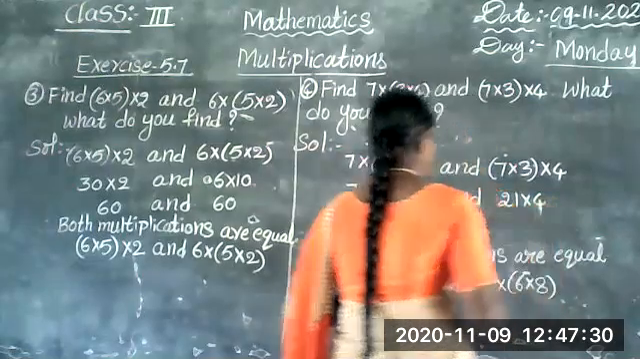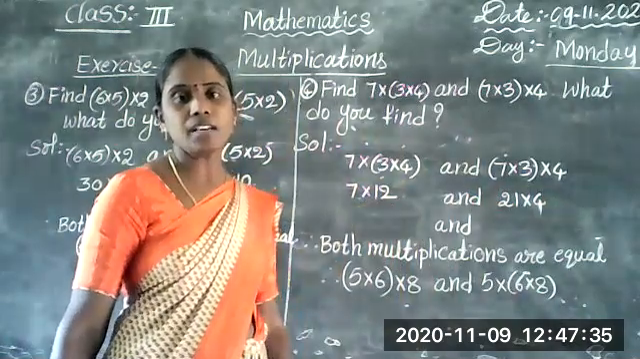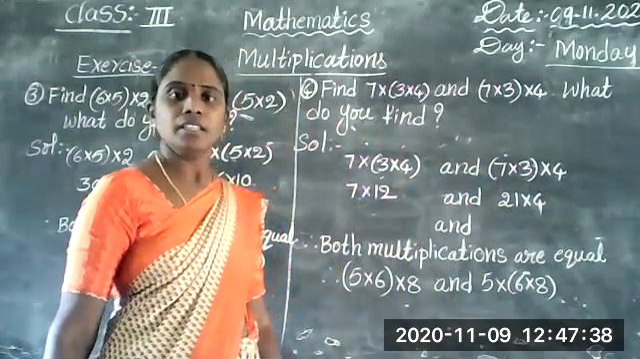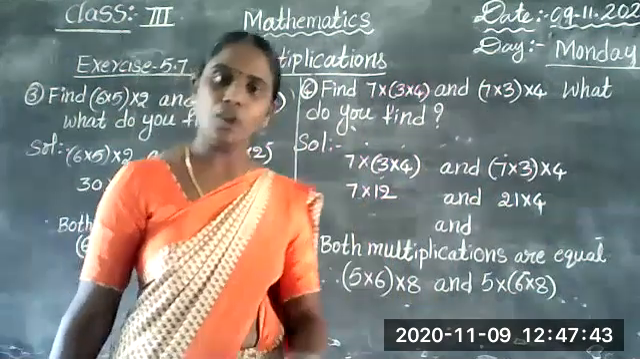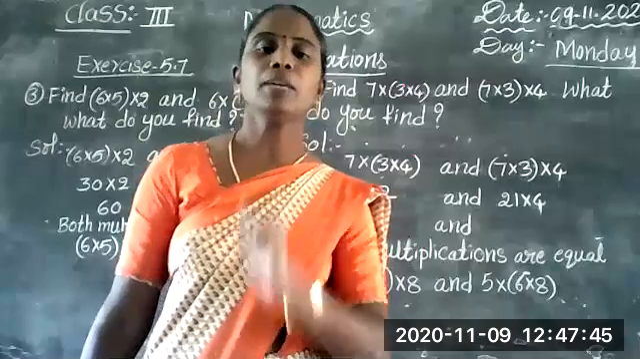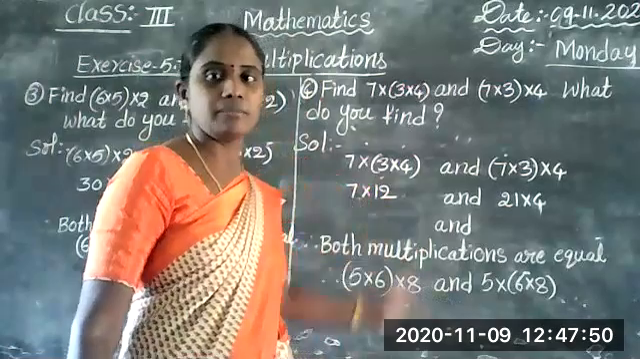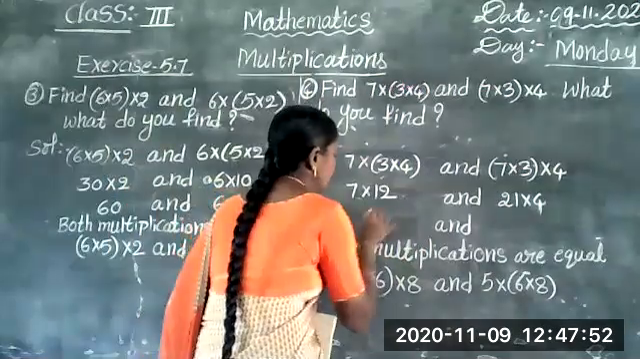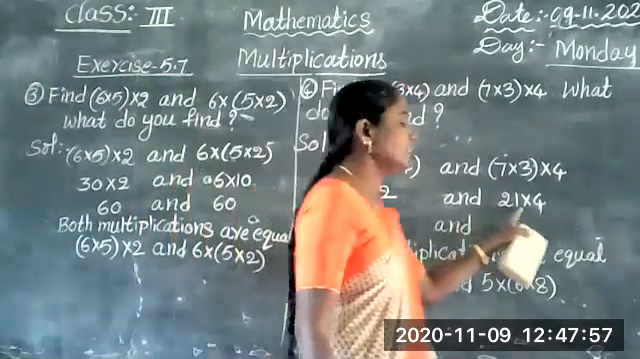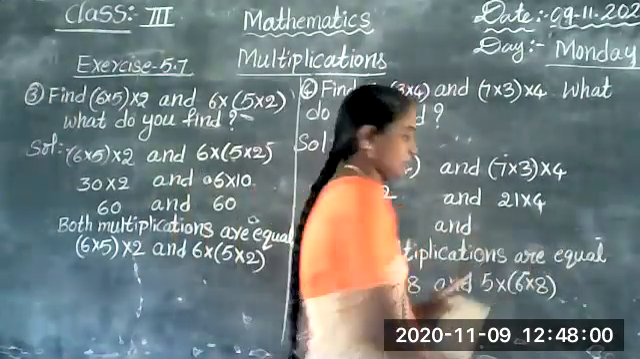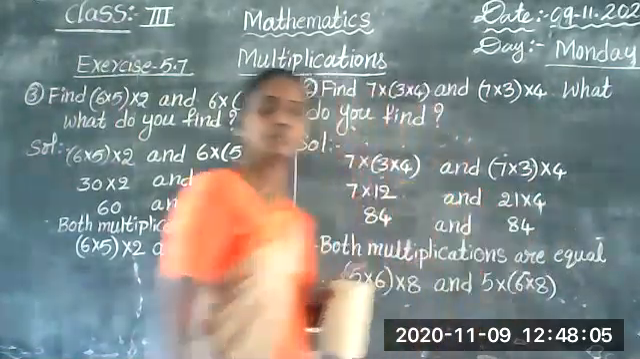21 into 4. 12 7s are 84. If you have any doubt, if you don't know the table, first take a table book also. Just see in the table book. What is 7 12s? 12 7s are 84. Next, 21 4s: 4 1s are 4, 4 2s are 8. What is the answer?